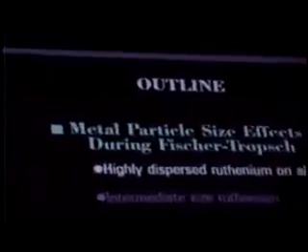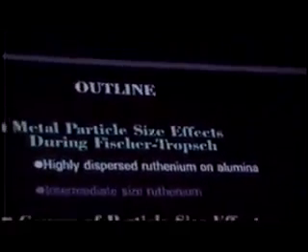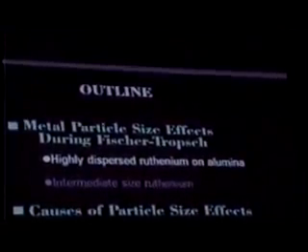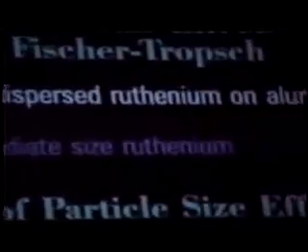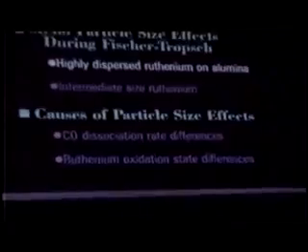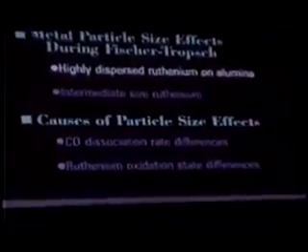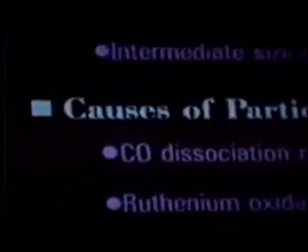My talk is divided into two sections. In the first section, I will be describing the metal particle size effects we see during Fischer-Tropsch synthesis. I will be discussing two catalysts. One of them is highly dispersed ruthenium on alumina. The second one is intermediate-sized ruthenium particles, 30 to 70 angstrom on alumina. In the second part of my talk, I will try to discuss the causes of the particle size effects we see. I'll be talking about CO dissociation rate differences we see with these catalysts and possible ruthenium oxidation state differences we observe.